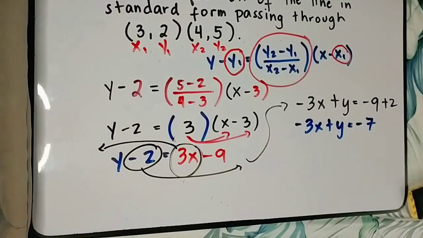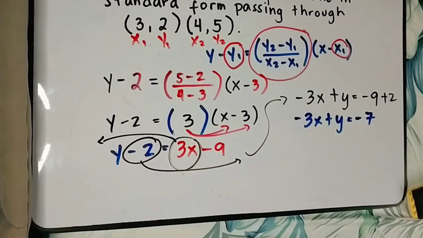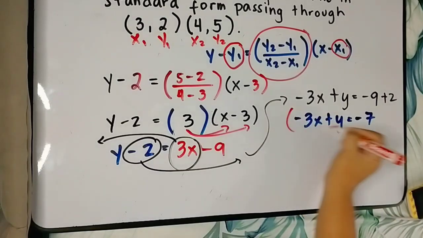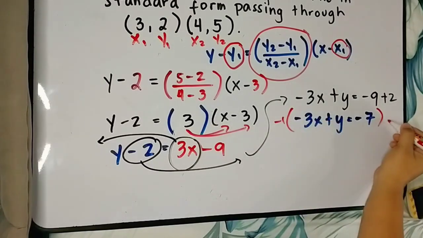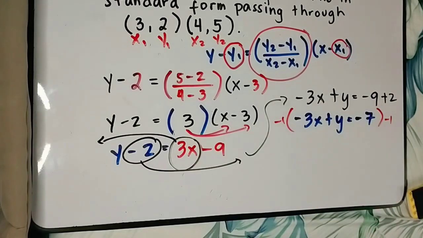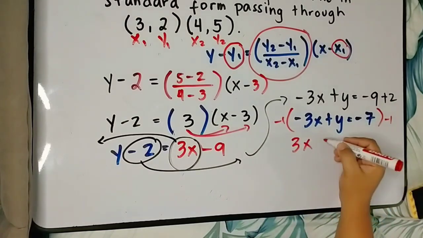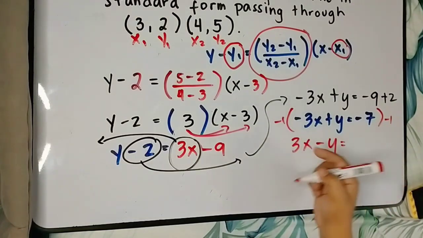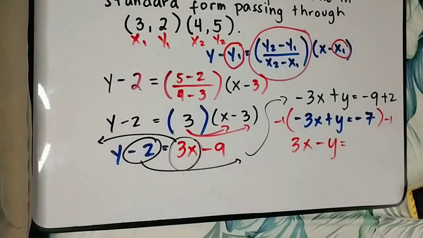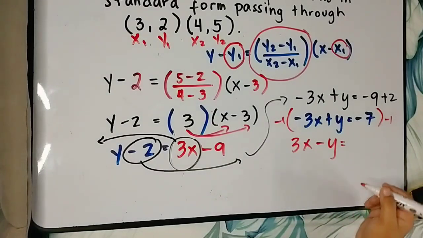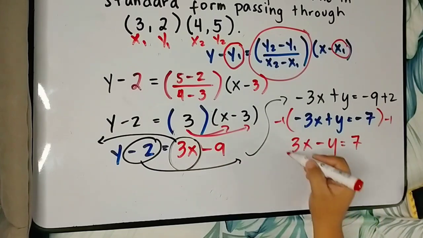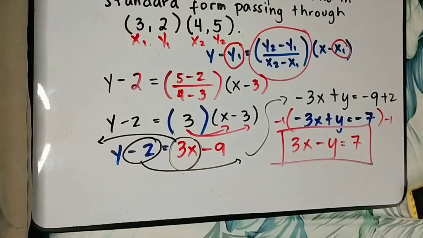Now, this is not yet in standard form because the coefficient of x is negative. So we will multiply both sides by negative 1. So negative 1 times negative 3x, that is equal to positive 3x. Negative 1 times positive y, that is equal to negative y. And negative 1 times negative 7, that is equal to positive 7. So this is now the standard form of the line.